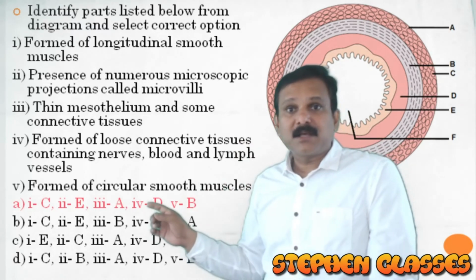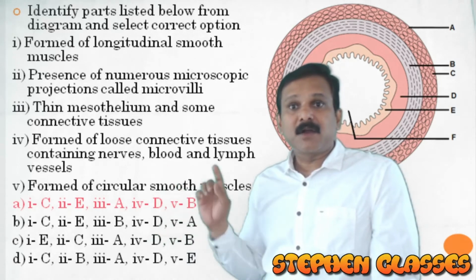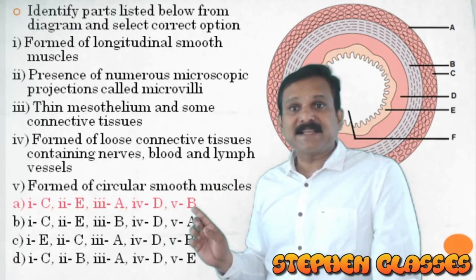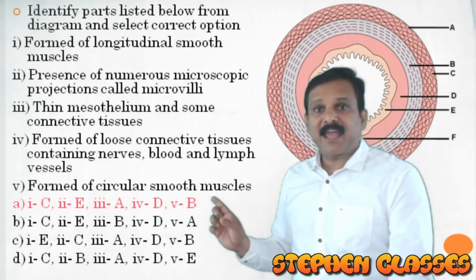And the last one is formed of circular smooth muscles. Circular smooth muscles you can see in the layer labeled B. So our answer for this question will be option A here.